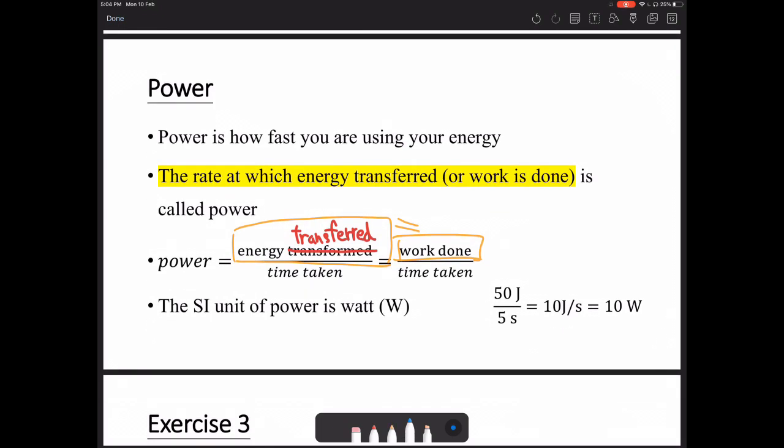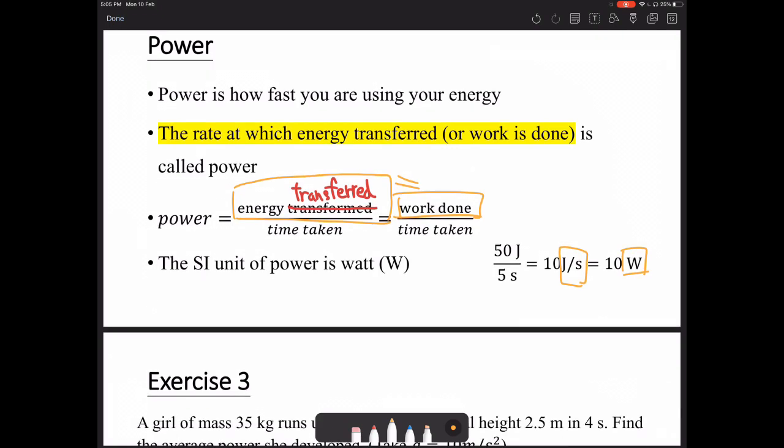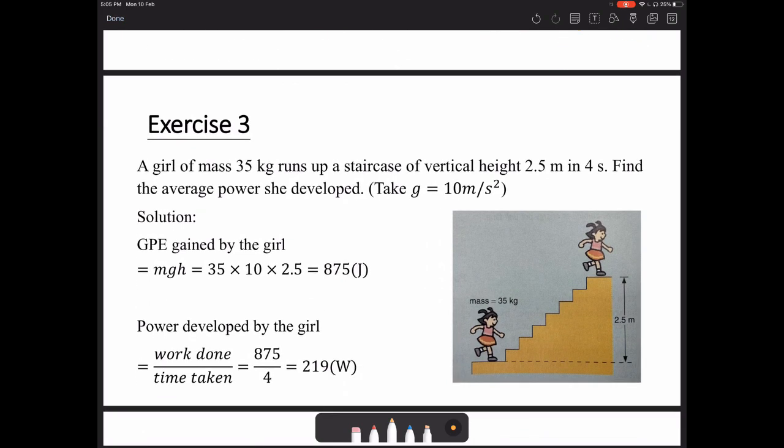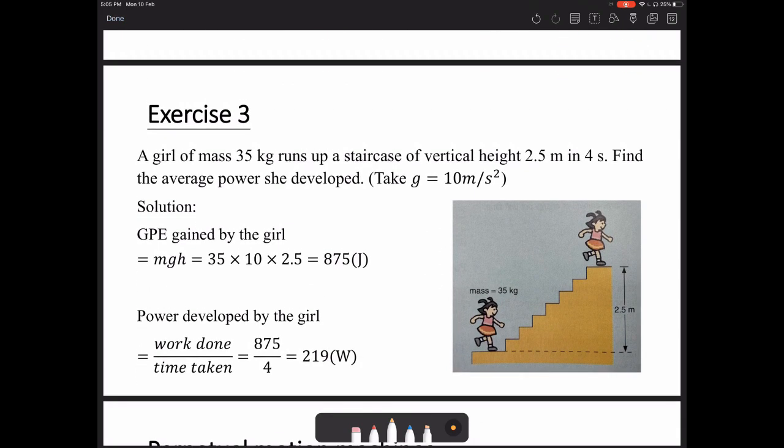The SI unit of power is watt. Okay, so for the example just now, 50 joule over 5 seconds, that would be 10 joule per second, right? So 10 joule per second. Joule per second is actually watt. Okay, so we have a new unit, 10 watt. Now let's go to the last exercise.